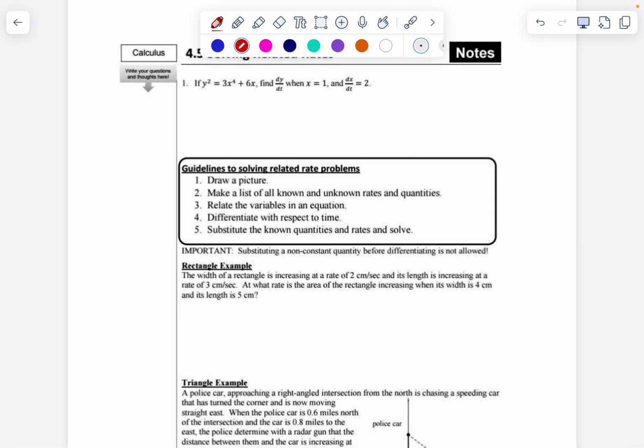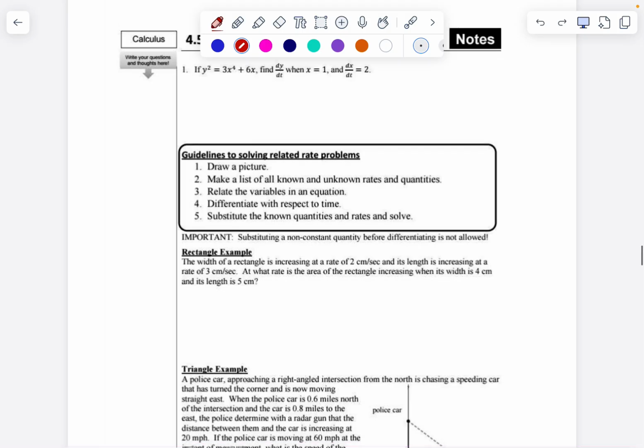Those steps are what I'm going to use instead of these. These are not bad. If you want to use the ones that are written in your note packet, that's fine. So it's not like they're bad steps. I'm just using the ones that I just showed you.